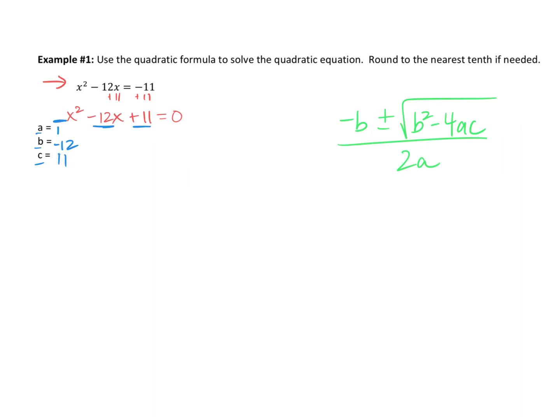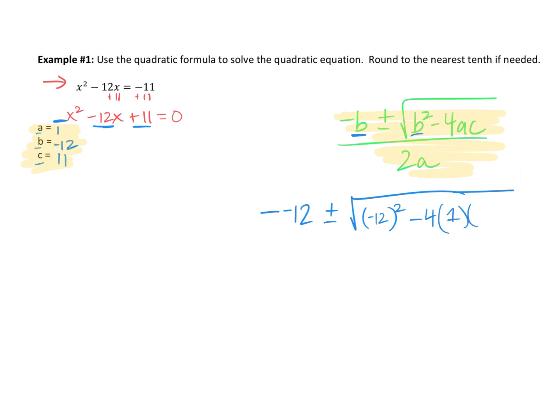All right, so now that I have those defined, all I'm going to do is take those values and substitute them in my quadratic formula over here. So I am going to write negative, and then I'm going to substitute b. Well, b was negative 12, so I'm just going to write negative (negative 12) plus or minus the square root. Then it says b squared. Well, I like to put some parentheses. So b squared, (negative 12) squared, minus 4 times a, which is (1), times c, which is (11). Notice how I'm putting parentheses every time I substitute a value in. All over 2 times, it says a, which is (1).